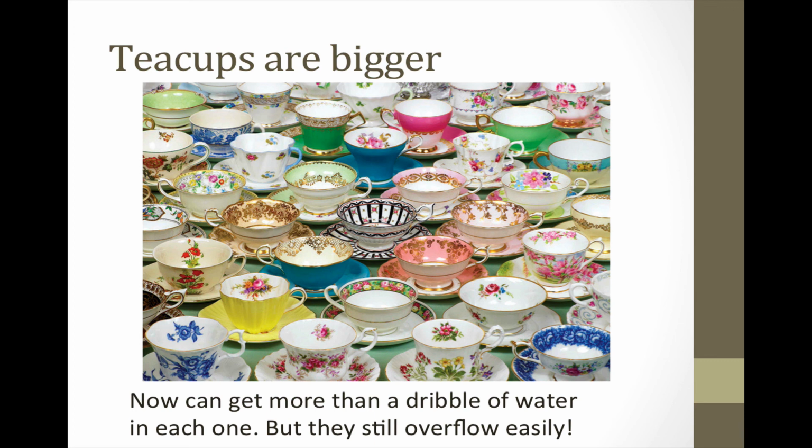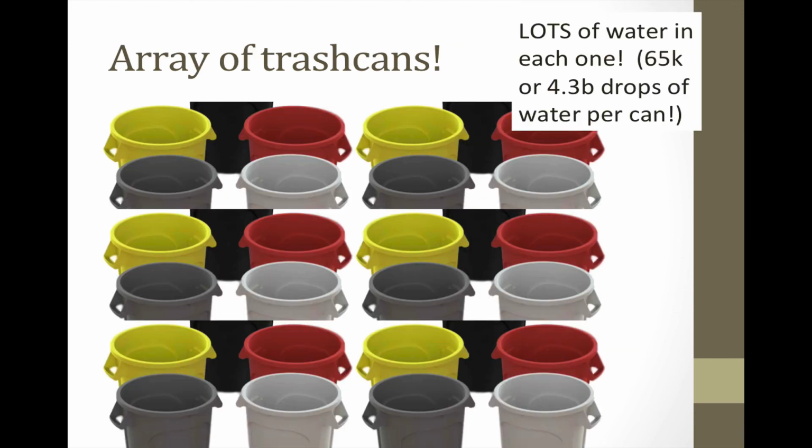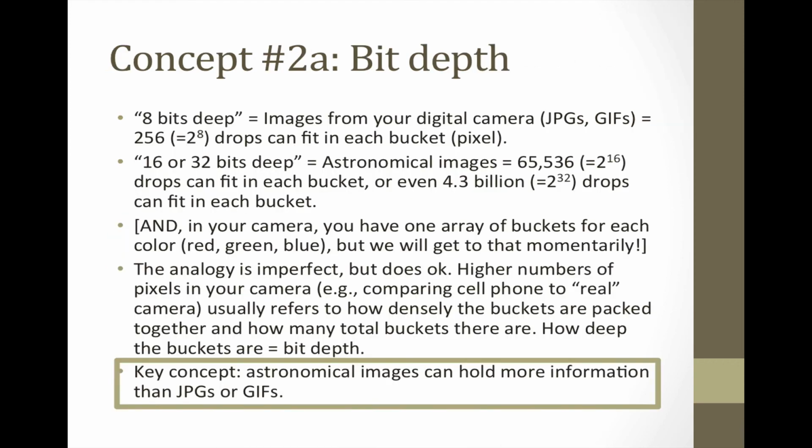So the closest thing I can think of was teacups, an array of teacups, because now each of these teacups can hold more than a dribble of water, but they still can overflow. So I'm scraping around on the web trying to find a better explanation. Oh, trash cans! Trash cans are even bigger. So now instead of an array of thimbles or even teacups, I'm going to have an array of trash cans. And I can hold lots of water in each one. 65,000 drops of water or 4.3 billion drops of water, say, per can. So that's the difference. You're talking about thimbles versus trash cans. So images from your digital camera are 8 bits deep, which means 256 drops in each bucket. 16 or 32 bits deep means that 65,000 or 4.3 billion drops of water can fit in each bucket.